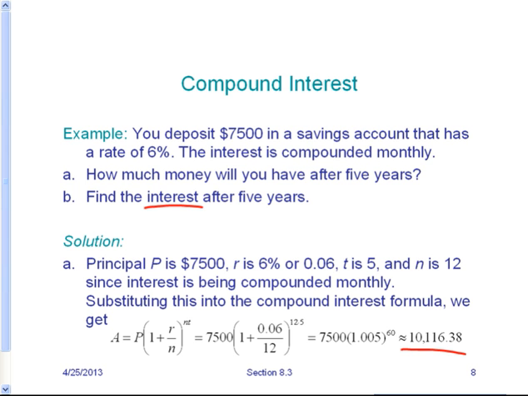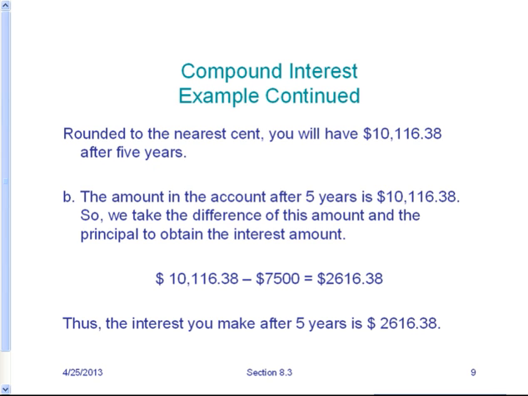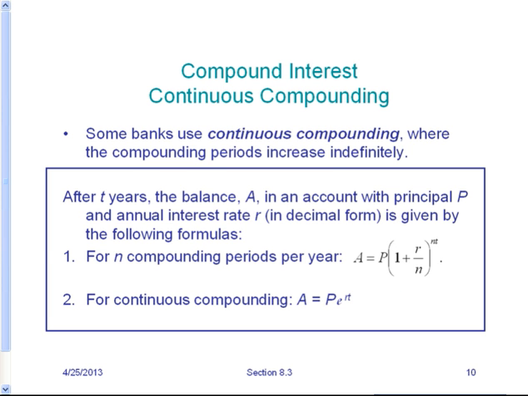And part B says, how much of that is interest? Well, we have $10,000, but we started with $7,500. So to figure out how much the bank gave us in interest, we subtract the two, and the bank gave us $2,616.38 to be precise.